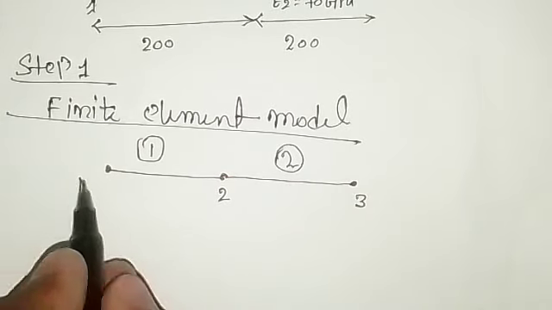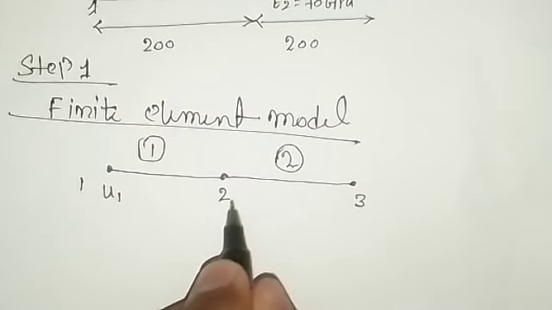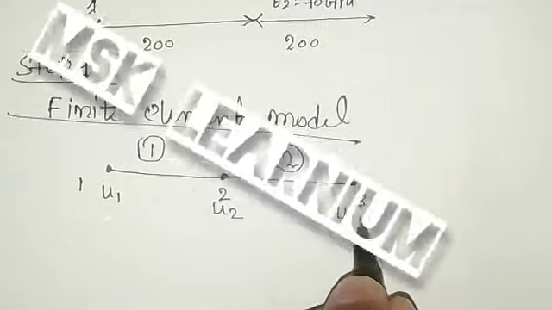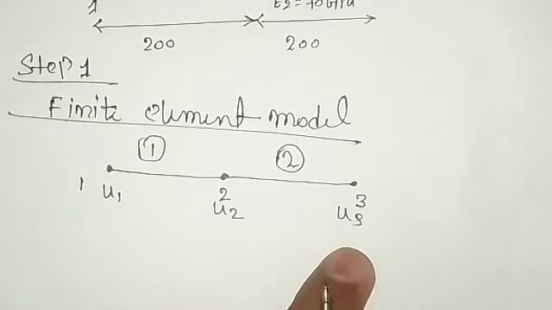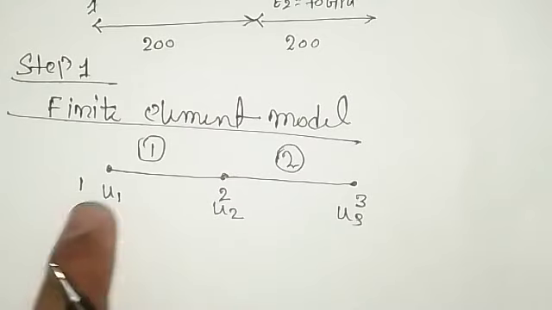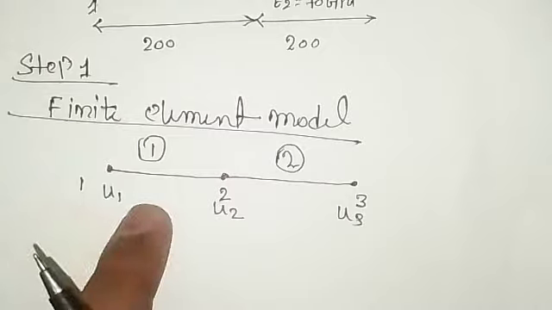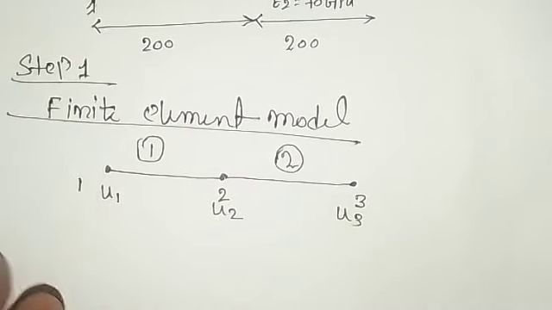Then at node 1 the nodal displacement is u1, at node 2 the nodal displacement is u2, and at node 3 the nodal displacement is u3. So these are the nodal displacements at each node. It is a one-dimensional bar element, so the nodal displacement is on one axis only, that is horizontal, as the body is kept horizontally. Then we'll go for step 2.